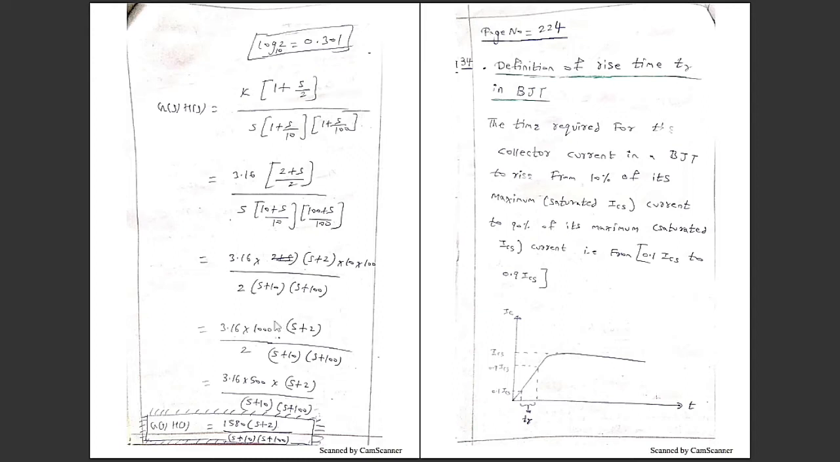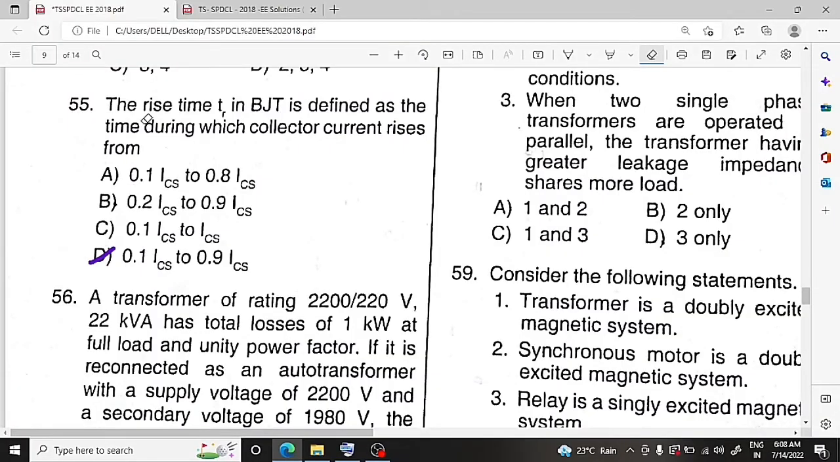So 2 5s are 10, 0 0, 500. So 3.16 into 500 is nothing but 1580 into s plus 2 by s plus 10 into s plus 100. So this is the open loop transfer function of this Bode plot diagram. So now we are going to solve another question.